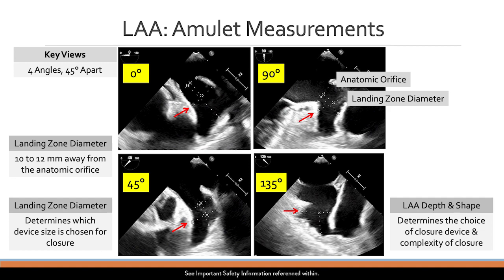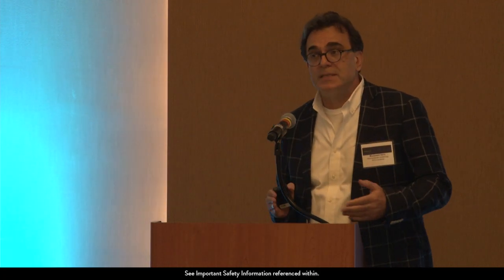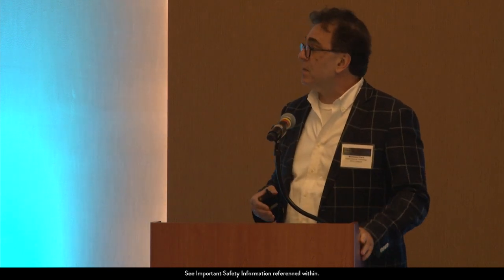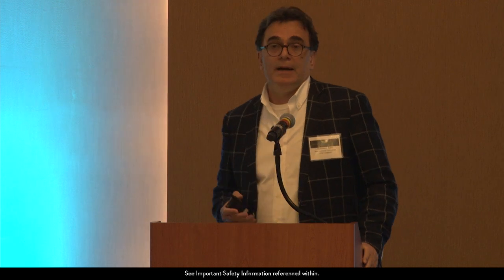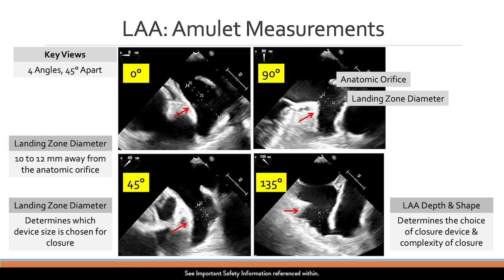And that not only has an impact on the choice of device, but also impacts the transseptal puncture. Because in a Watchman device, you say low and posterior, because you're trying to align yourself with the long axis of the left atrial appendage. But with this device, it's often low and mid in order to make yourself coaxial with, or perpendicular to, the landing zone diameter.